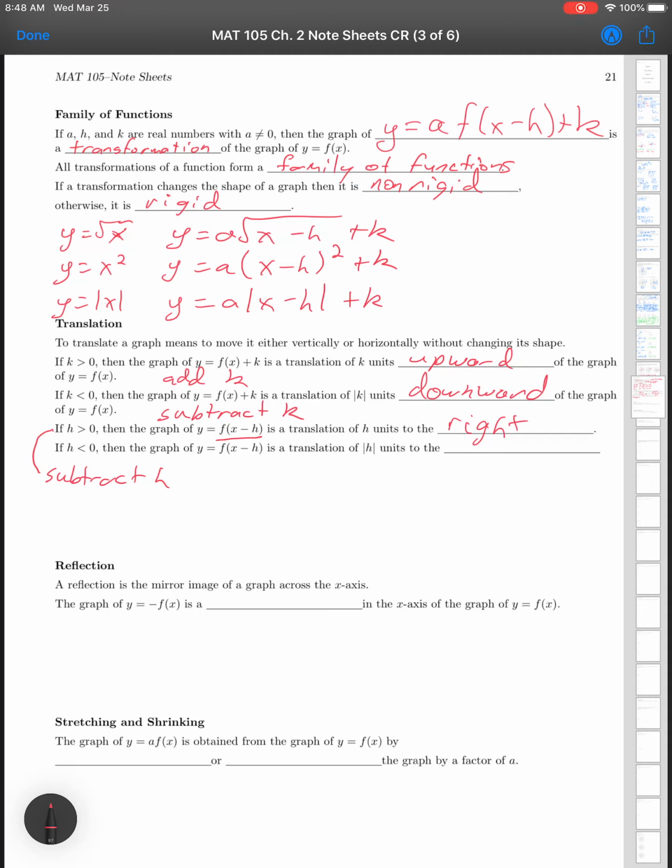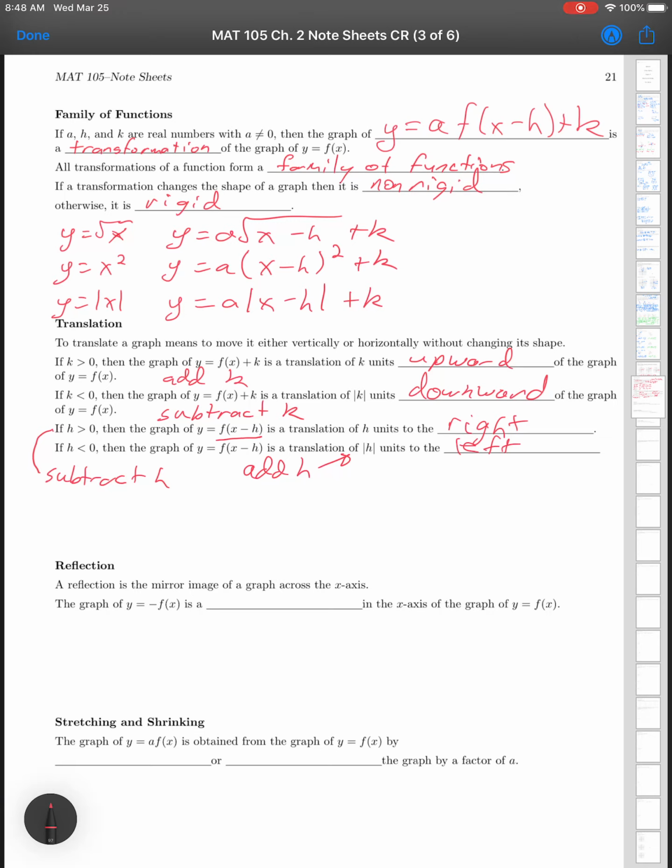Notice that might seem a little bit backwards because our negative numbers are to the left and our positive numbers are to the right. But it's because of this negative in the formula that makes that move to the right. So h is actually positive even when we're subtracting it. And if h is negative, then we're going to end up adding it. So if we add h, that would move it to the left. So if we add inside the function, that's going to move it to the left.